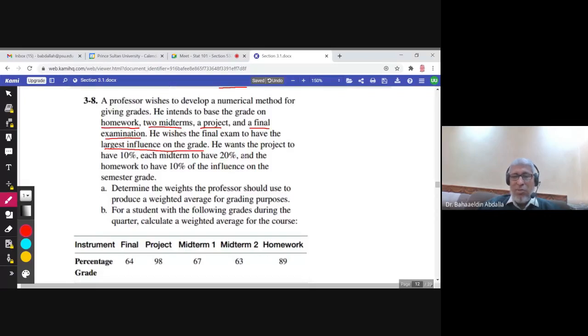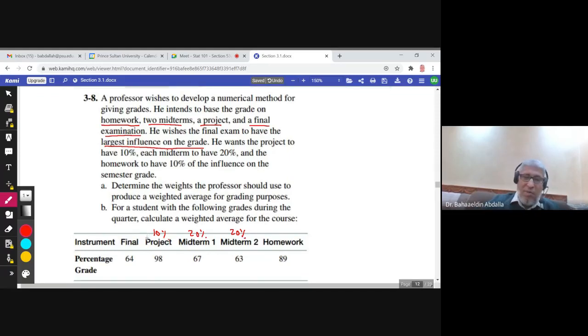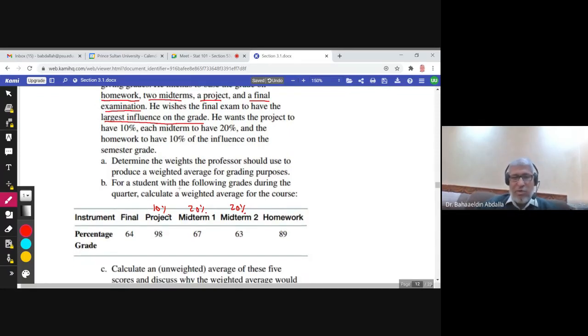He wants the project to have 10%. So 10% of the score will go to the project. Each midterm 20%, so midterm 1 will have 20% and midterm 2 20%. He wants the project to have 10, and the homework 10.